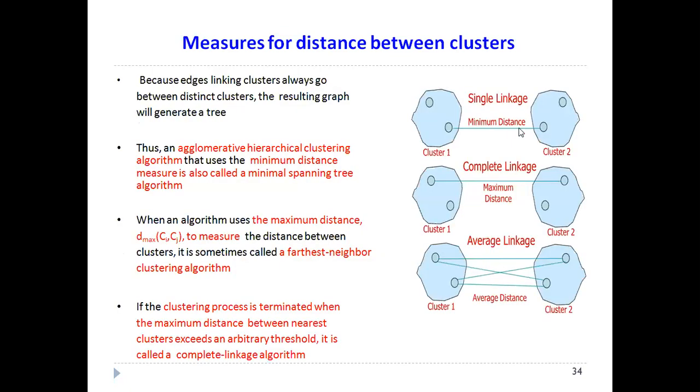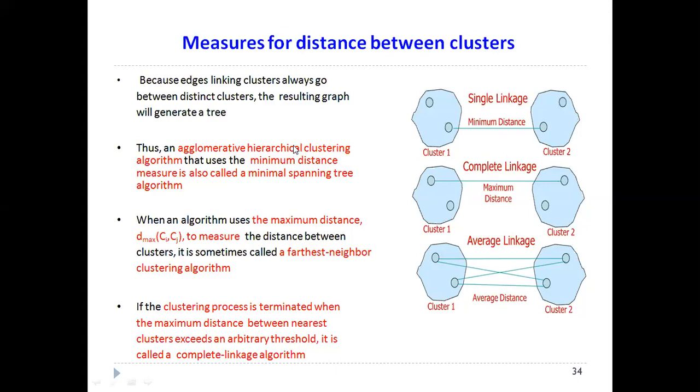So you are trying to compute the minimum distance, and when you try to compute the maximum distance, that is called the complete linkage algorithm, and you will have a threshold here. And here the nearest clusters should always be greater than some value. I mean, this distance should always be greater than some value. That is your threshold, and you call that complete linkage. Okay, and when you calculate the maximum distance, it's actually called the farthest neighbor clustering algorithm, and when you have a threshold, it is called a complete linkage algorithm.